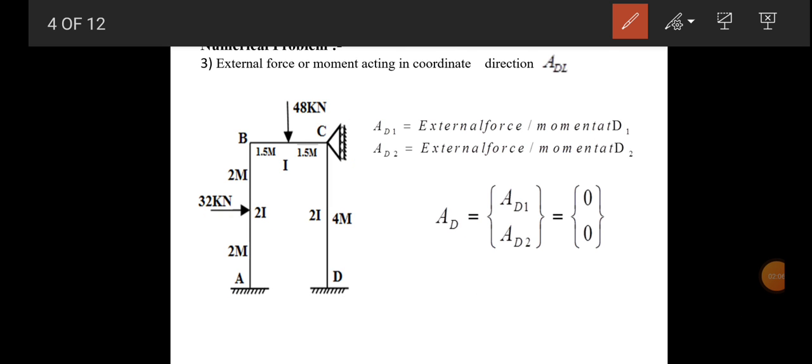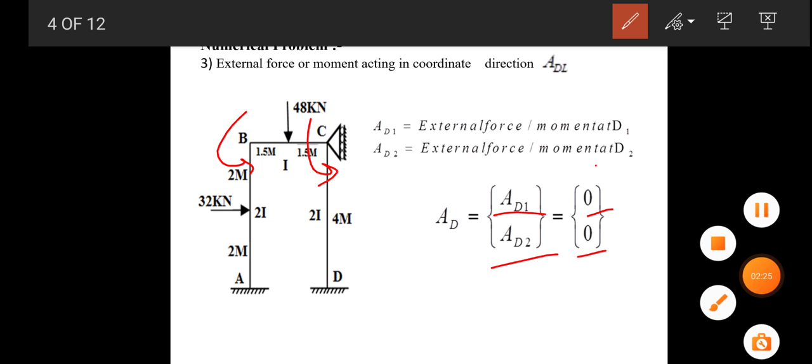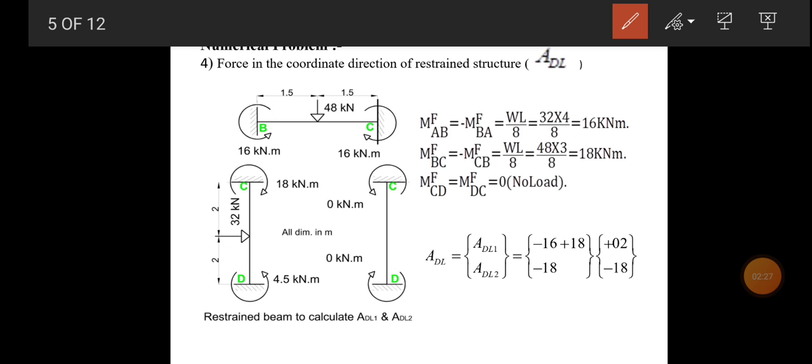External force or moment acting in a coordinate direction, ADL. Our coordinate directions are theta B and theta C. There is no external moment acting along theta B and theta C. So ADL1 and ADL2 are equal to 0. Next point, force in the coordinate direction of a restrained structure, ADL. Make each member restrained and find out the fixed end moment at each end.